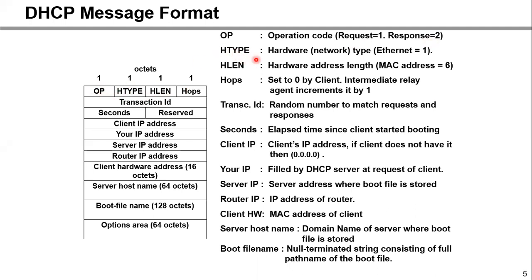Again, what is the hardware type? It is whether it is Ethernet, whether it is wireless Ethernet or something like that. What kind of physical medium you are using? That is the hardware type. Then HLEN, the hardware length, that is the MAC address length. MAC address is different for Ethernet, different for wireless network, different for Bluetooth. So it depends on what kind of hardware you are using and what is the length of the hardware address.